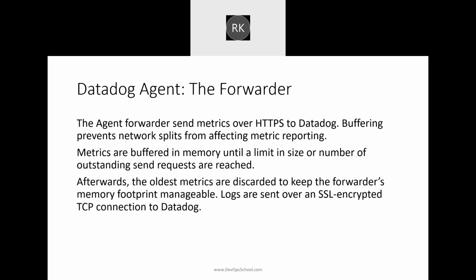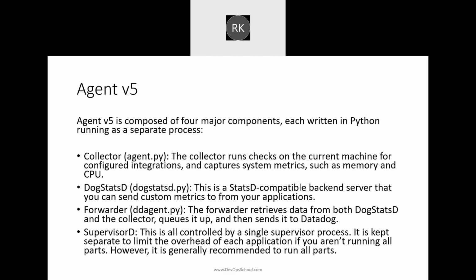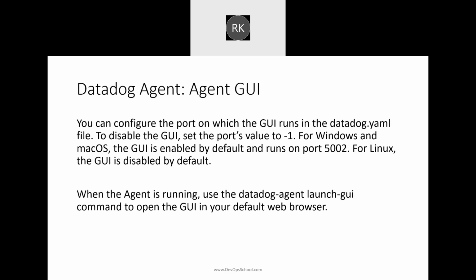So mind it, here two things you have to remember. Forwarder sends the data of metrics using the HTTP protocol, and forwarder sends the data of logs using which protocol? TCP protocol. Will you remember that? Yeah. So that is the thing. This is agent 5. I'll ignore it, it's gone out of the scene.